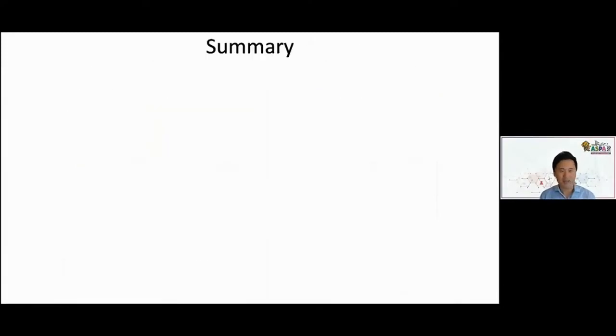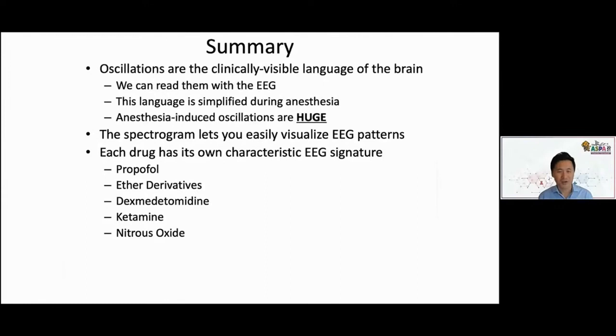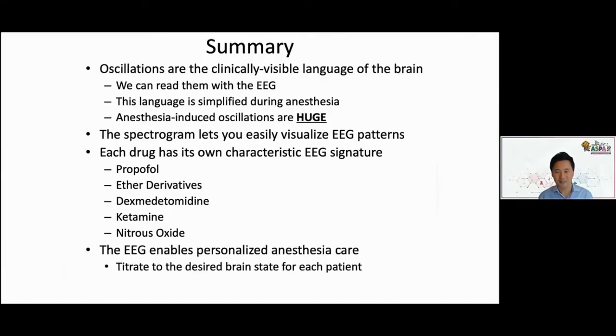So I'll wrap up here. In summary, as I mentioned before, the oscillations that we see in the EEG reflect fundamental underlying synchronization of brain circuits. Under anesthesia, those oscillations are huge, and we can use them to read out anesthesia-induced activity in the brain for different drugs. And every drug has its own characteristic signature related to its fundamental mechanisms.